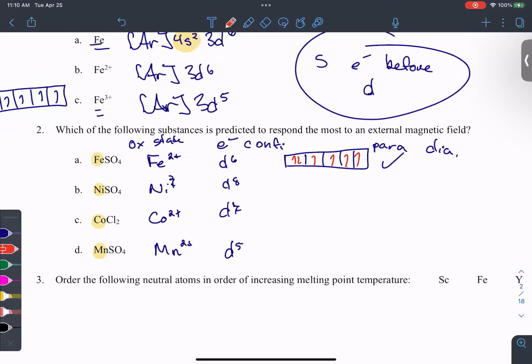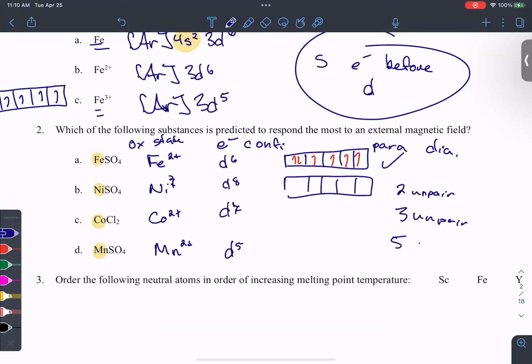So what are we looking for? Not only is it paramagnetic, but also which one has the most unpaired electrons. So hopefully you can see, without drawing all of these, that nickel 2+ is going to have how many unpaired electrons? I guess 2 unpaired. I don't feel like drawing it. All right, so you fill up 5, you add 3 more, those become paired, so there's 2 unpaired. Cobalt is going to have 3 unpaired, and then manganese is going to have 5 unpaired.